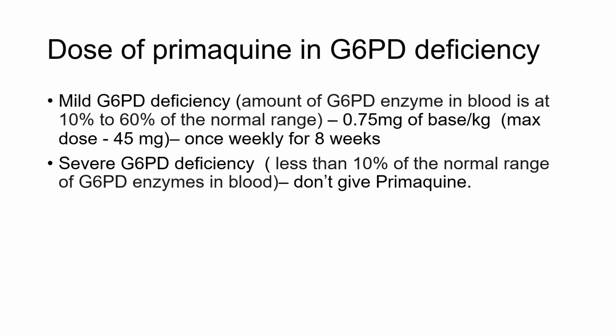So after the first dose, we should wait for 3 days and check his CBC and LFT, liver function test, to check for the bilirubin. But if the G6PD deficiency is very severe, that is, less than 10% of the normal range of G6PD enzyme in blood, we cannot give primaquine.